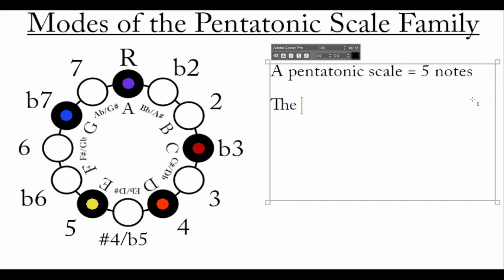Now, when people say the pentatonic scale, they're usually referring to a couple different things. They could be referring to the pentatonic scale family, which we're about to go over. They may just be talking about major pentatonic or minor pentatonic scales. These are individual scales within the pentatonic scale family, but they're just not doing a very good job of being specific about which one they're talking about.